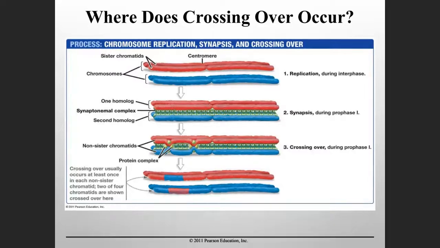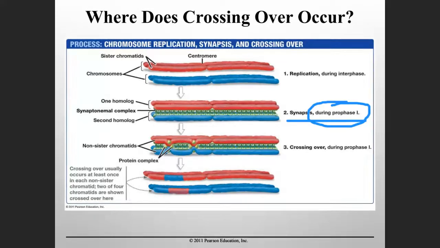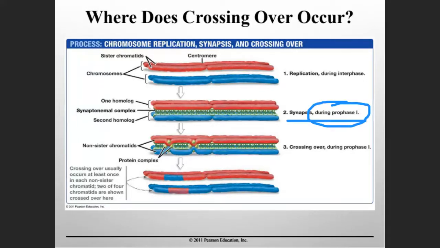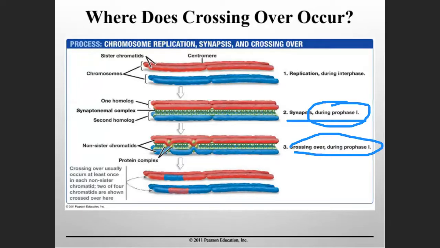All right, so where does crossing over occur? We already went over this, right? It happens during meiosis 1. Okay? So replication here, you have the sister chromatids. The homologous pairs, once they've been copied, are going to synapse during prophase 1. Remember that. And then crossing over is also during prophase 1, and then they're going to separate. They'll separate after they've crossed over.